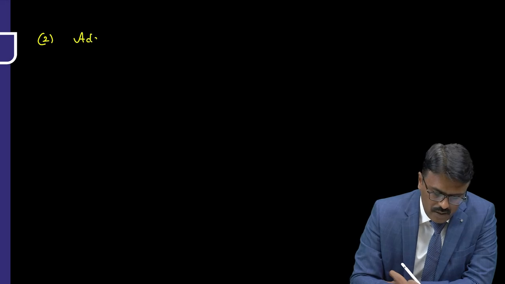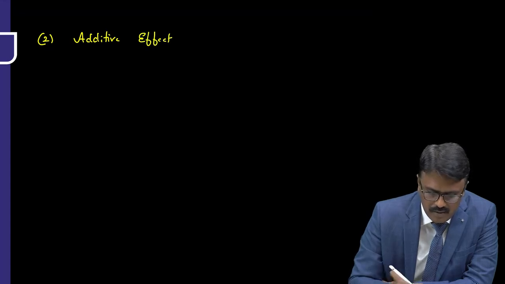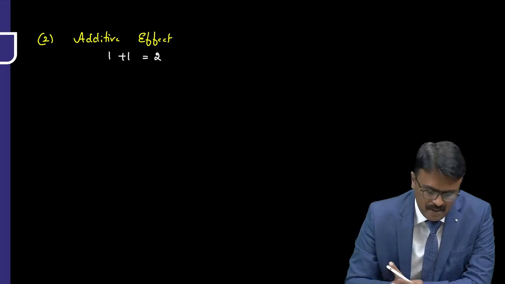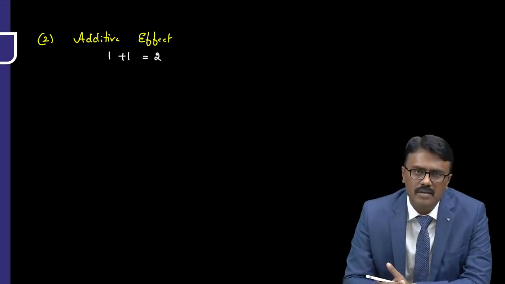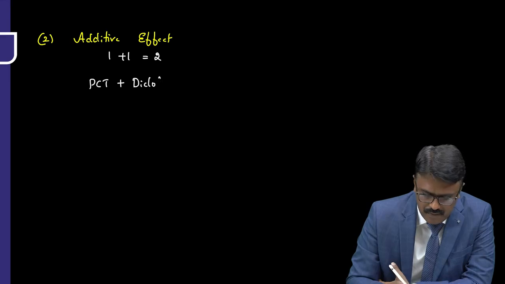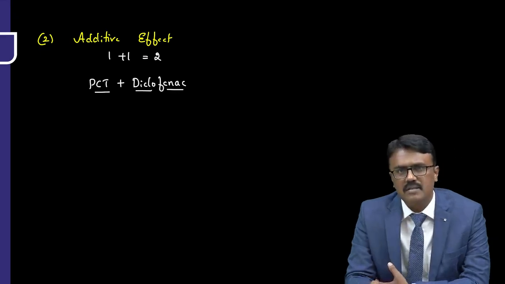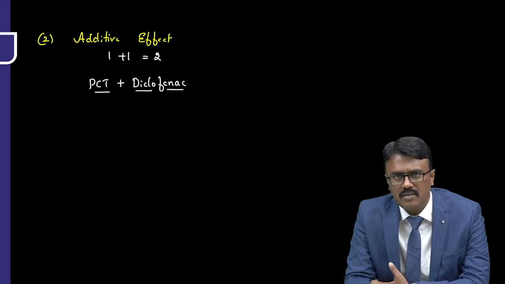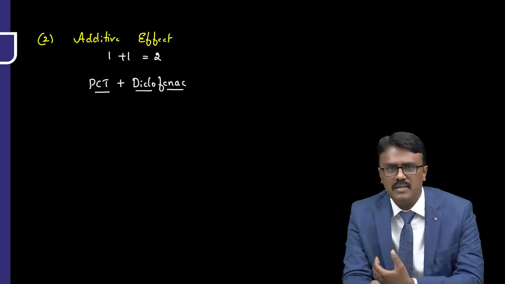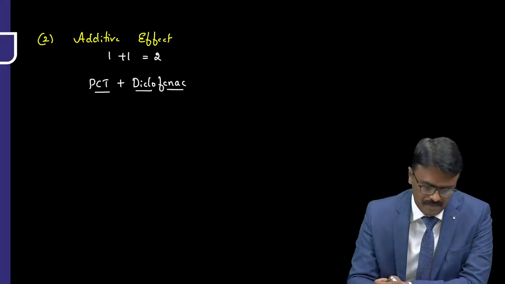The next important aspect is that when we give drugs together, you see the additive effect. For example, 1 plus 1 is 2. Addition, that's it, simple. Suppose a patient comes with body pain. We give paracetamol plus diclofenac. Here, the effect of paracetamol and the effect of diclofenac add up. There is nothing special in that. The patient will have more analgesic effect. That is why it is called additive effect.